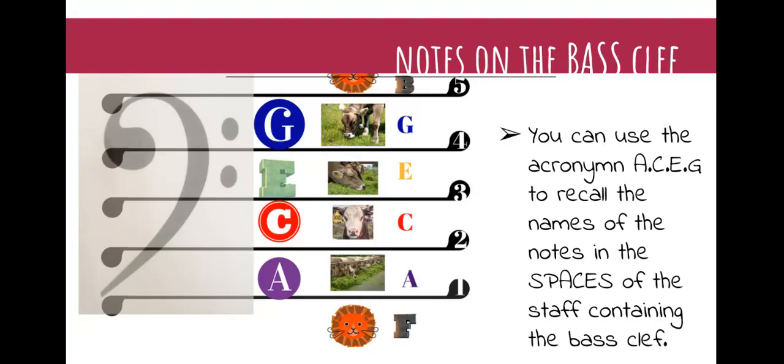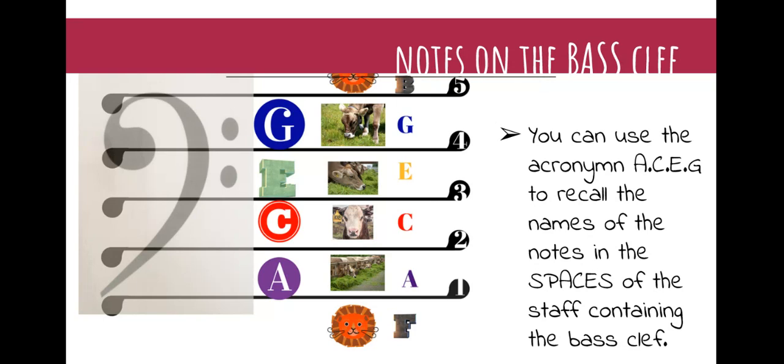Now we're going to go into spaces, and this one is different. It's on the 4 spaces in between the 5 lines of the bass clef. I've got some photos there of grass and cows. So the acronym is ACEG. I wonder if you can guess just by looking at this photo what it's going to stand for.